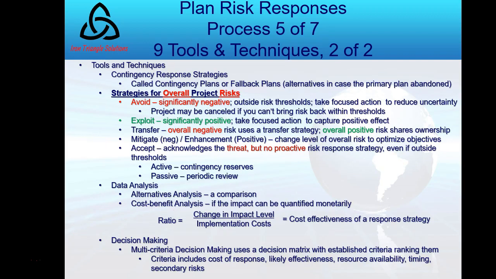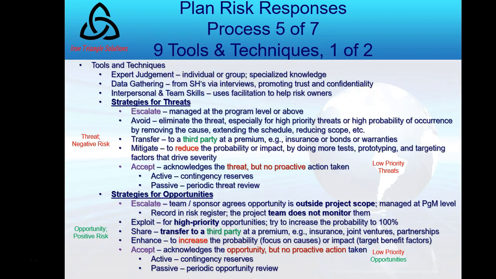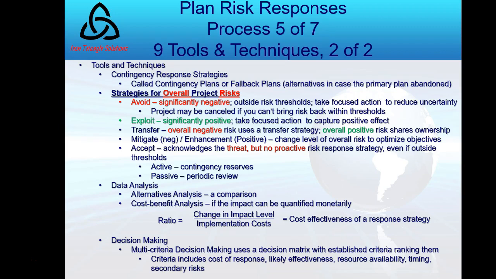Now, other tools I mentioned, contingency response strategies I mentioned, but the third strategy is for overall project risks. So for individual project risks, I have the threats and opportunities. For overall project risks, I have, again, 5 options: avoid, exploit, transfer, mitigate, or accept. And the definitions are very similar. Take a look at those. Okay. Now, because that is testable. Oh, so testable, especially on the project management certification exam.